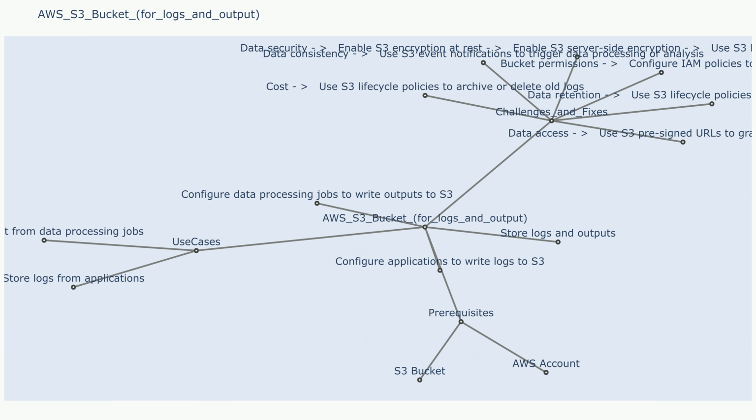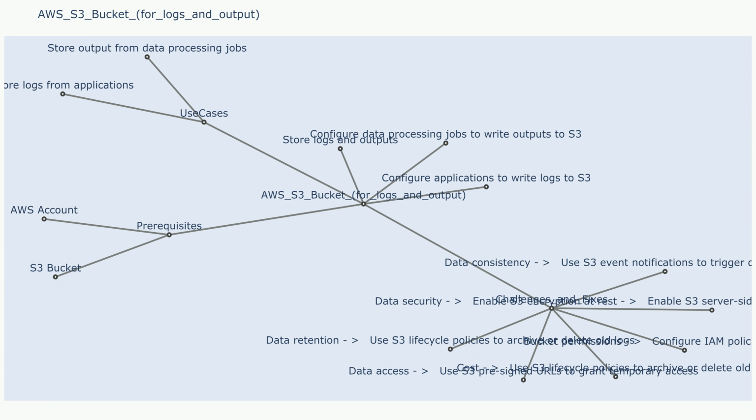Cost: managing the cost of storing logs and outputs in S3. Fixes: use S3 lifecycle policies to archive or delete old logs automatically. This helps reduce storage costs by moving inactive data to less expensive storage tiers or deleting it entirely. Implement strategies like data compression to reduce the storage footprint.